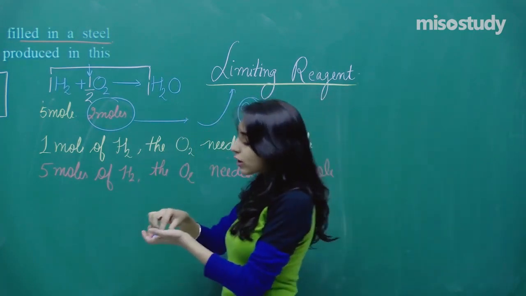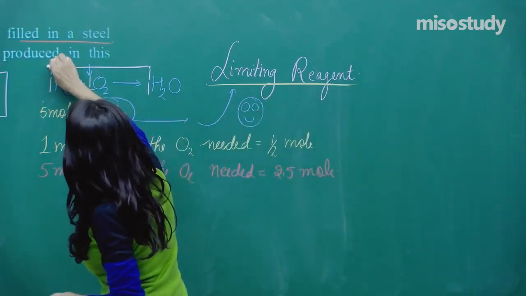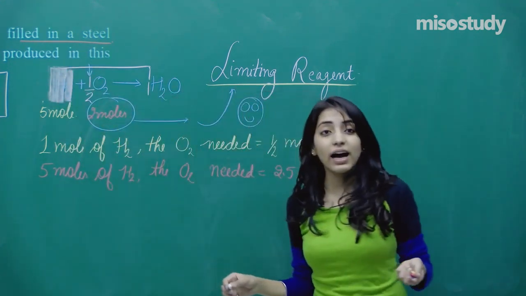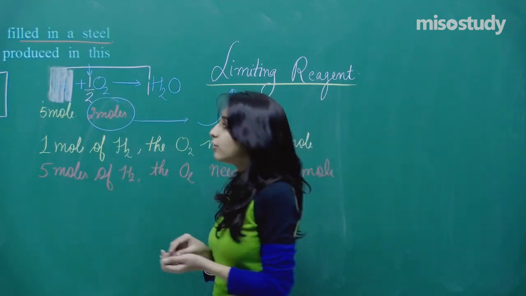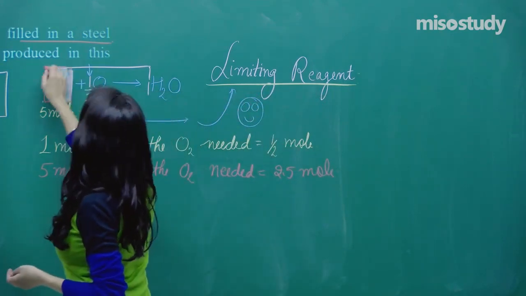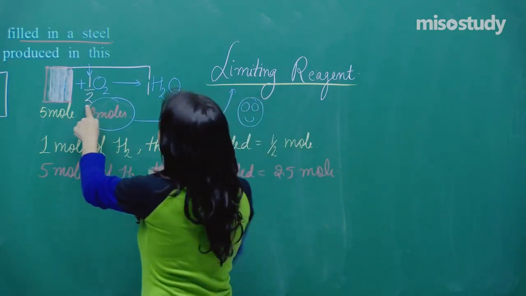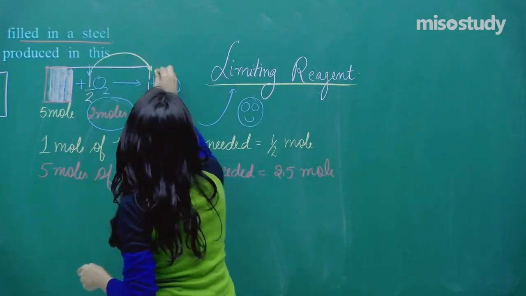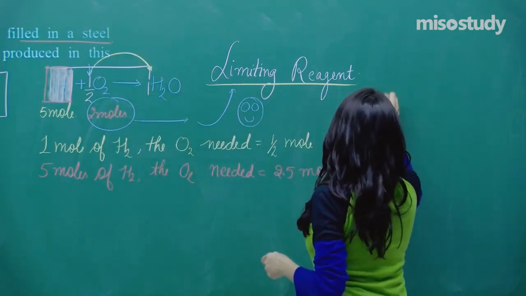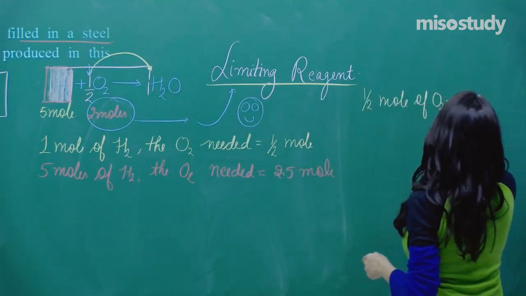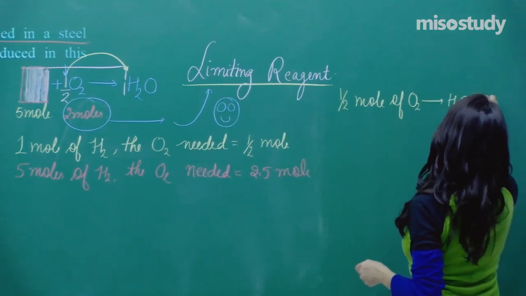So instead of talking about hydrogen, I will just ignore hydrogen for some time. It doesn't matter whether hydrogen is given to me or not. So we will not be concerned about this particular entity. Rather, we can say half mole of oxygen will give water equal to 1 mole. So half mole of oxygen will give how much water? 1 mole.